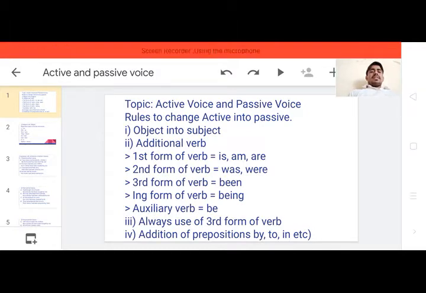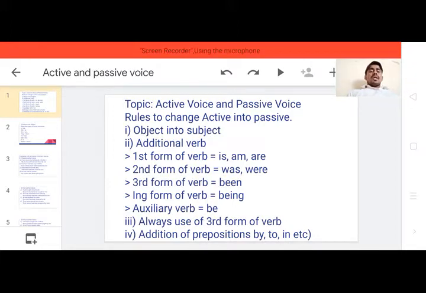Rule number 1 is object into subject. First of all, you will see the object in the active sentence. What is the object? Then you will put it in the place of the subject in the passive sentence. For example, I write a letter. Here a letter is the object, so you will put it at the place of the subject. You will write: a letter is. What is here? Is is the additional verb. So rule number 2 is additional verb.